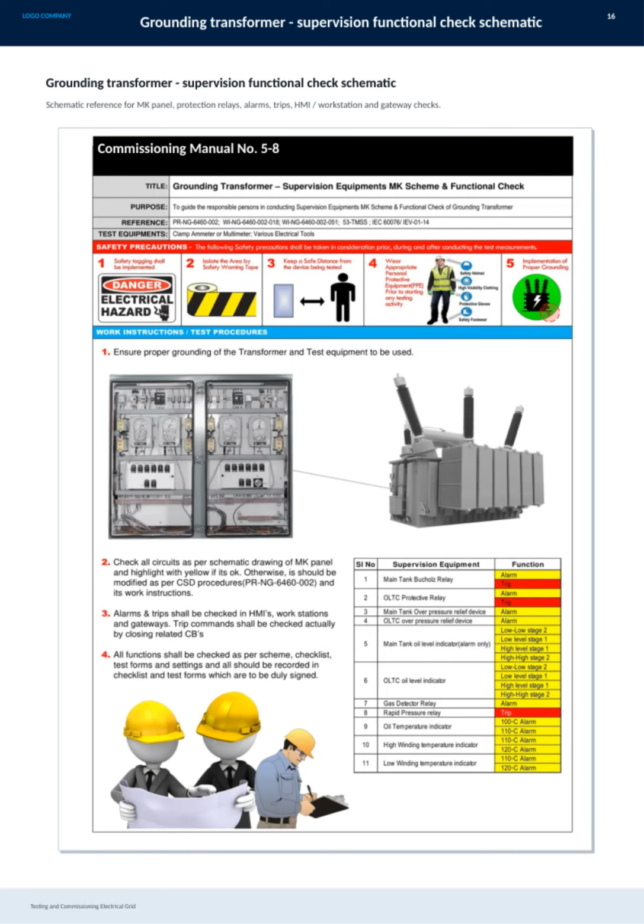Here we have the schematic for the grounding transformer supervision functional check. This diagram is essential for understanding how to properly test and commission the electrical grid components related to the grounding transformer. It includes key references for the MK panel, protection relays, alarms, trips, as well as the HMI workstation and gateway checks. Following this schematic ensures that all supervision functions are verified accurately, which is critical for maintaining grid safety and reliability. The details are outlined in Commissioning Manual number 5 to 8 for further guidance.